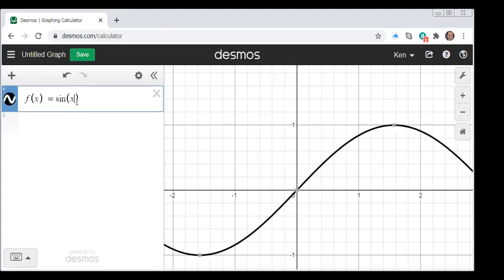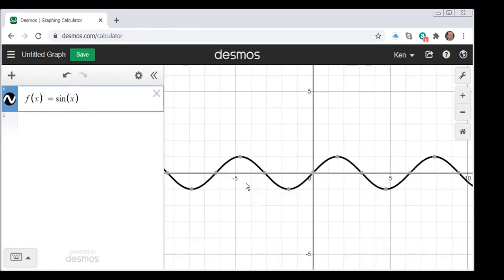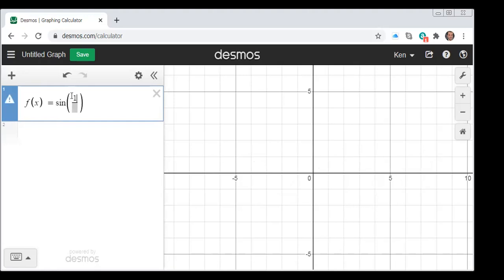If you look at sine of x, it's a periodic function, it has these waves. When you do 1 over x, you're compressing all of those waves into the space from about negative 1 to 1. You can see that here. And as you get closer and closer to 0, you just wildly oscillate back and forth.